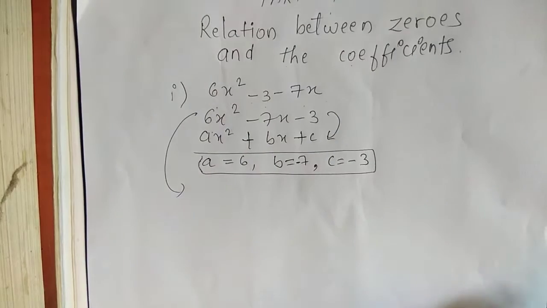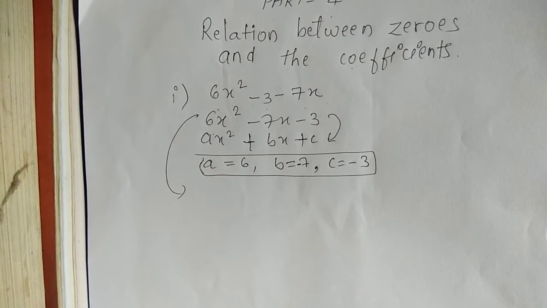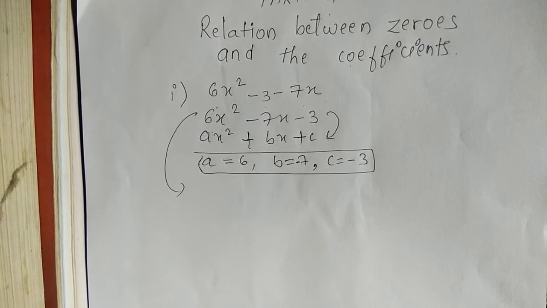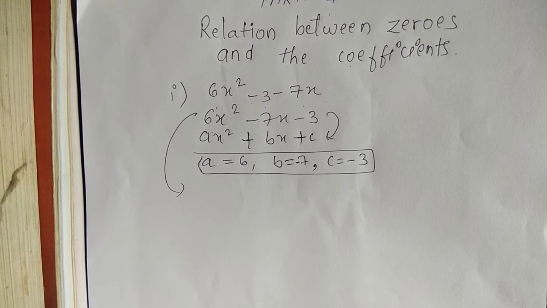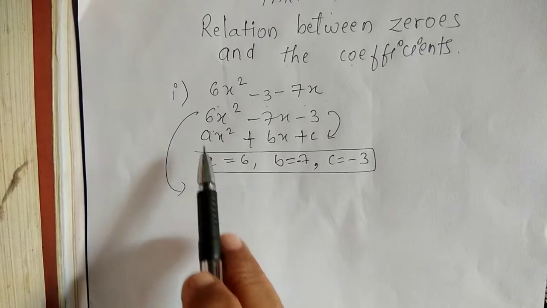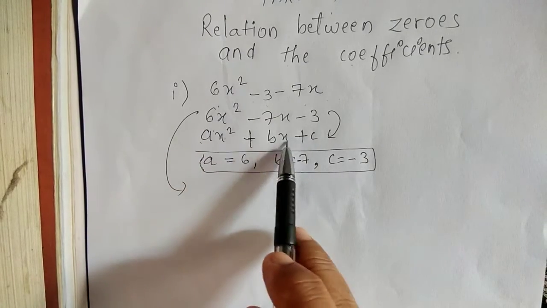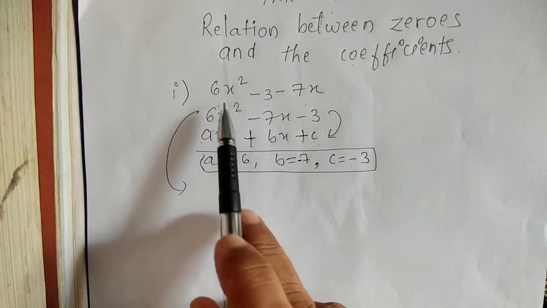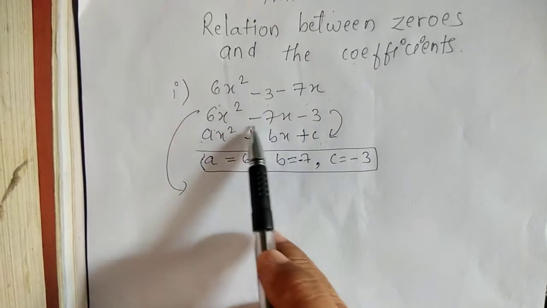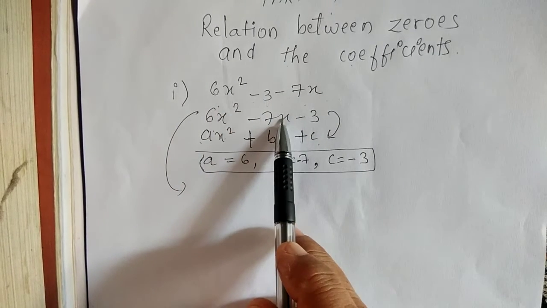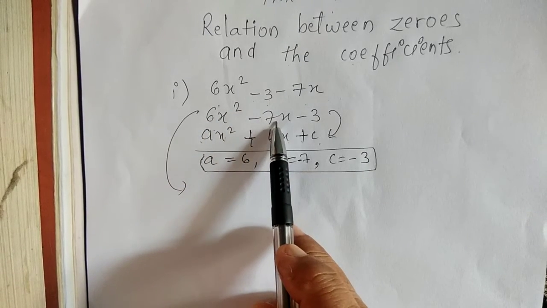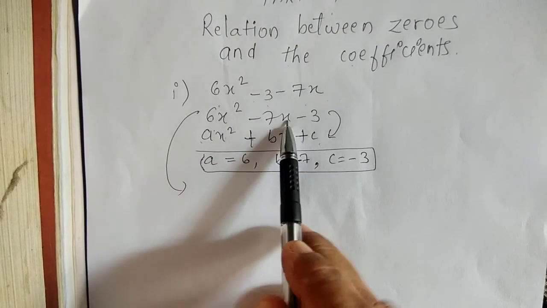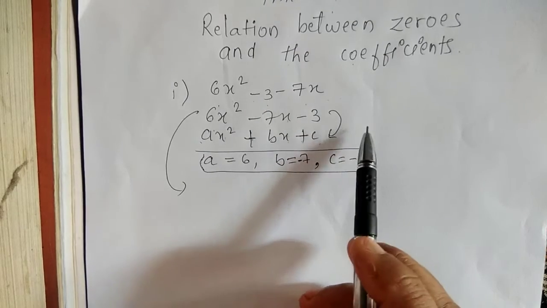Here we observe that this quadratic polynomial is not in general form. First we have to note down this quadratic polynomial in general form. So the general form of quadratic polynomial is ax square plus bx plus c. So we have to note down this quadratic polynomial in the general form. So we have written 6x square, then we will get x term here, minus 7x minus 3.